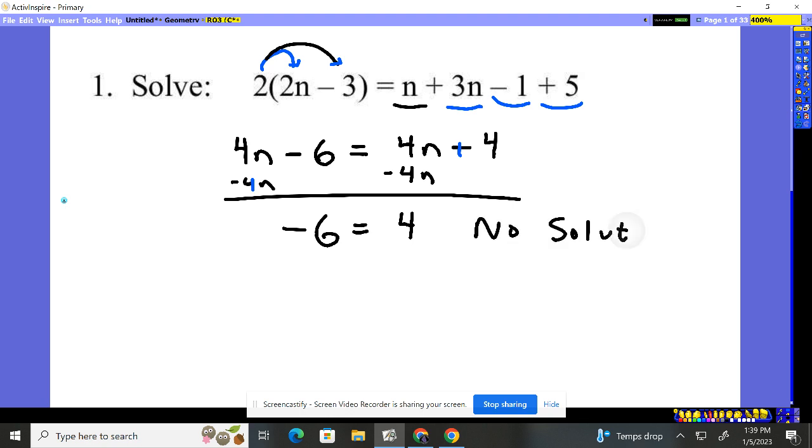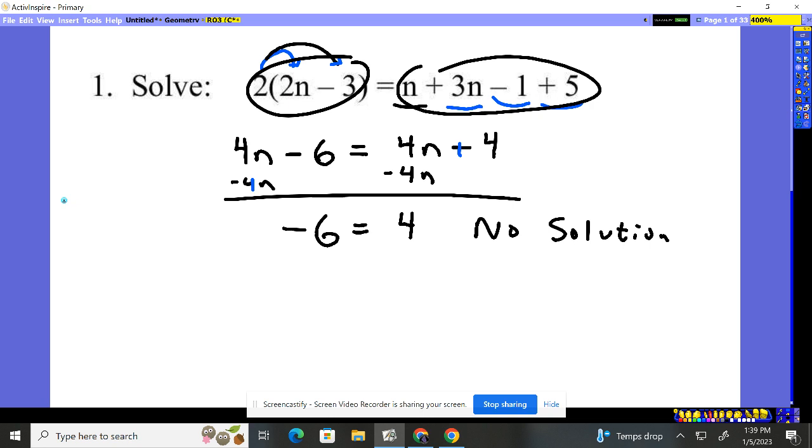So there's no value for n that's ever going to make this side, the left, equal the right. Those can never equal. No matter what you pick for n, it's never going to happen. So for number 1, we simply say, hey, there's no solution here because we ended up with a false statement right here. Our n's all went away. We are left with a false statement.